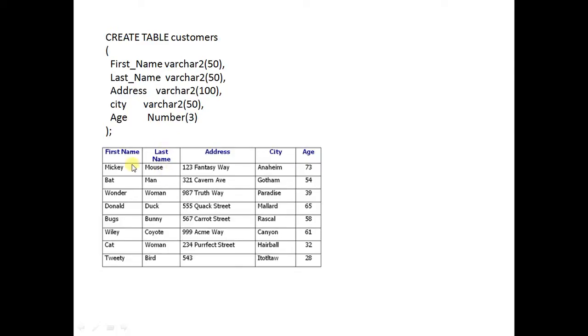If you see here, in the first name column we just save the first name. Similarly, in the last name column we save the last name. So is the case with address, city, and age. By defining all these, we make the relational database data structured data.